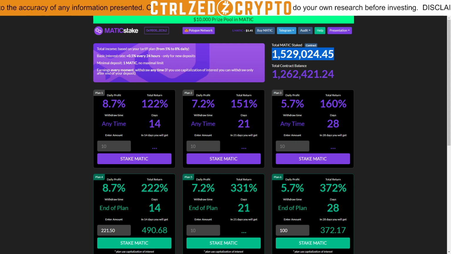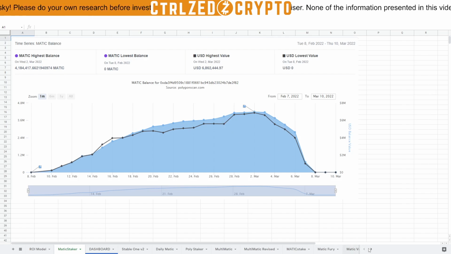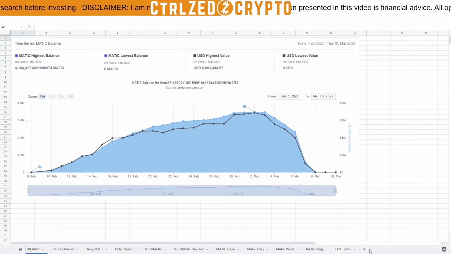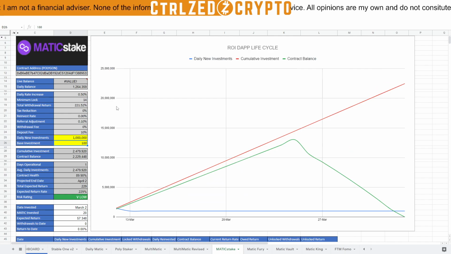But if it doesn't go much beyond 14 days, you're still not going to get a payout. So this is interesting, and let's see what impact that has on the modeling, because this is actually a tricky one to model. I'm not sure how likely that initial investment is to continue. So if I go over to the MATIC stake model, please ignore these figures for the time being because I'm intending to change them during this video.